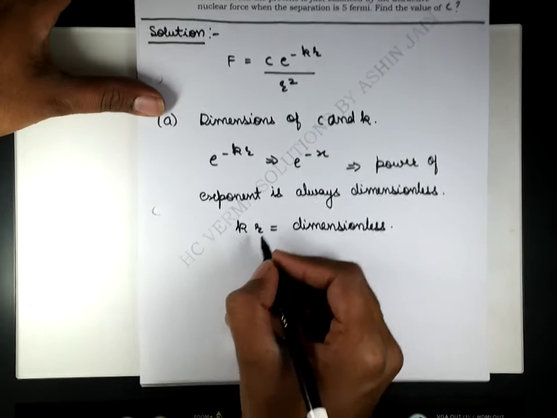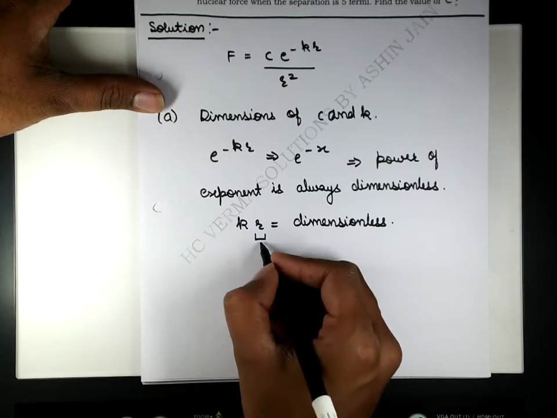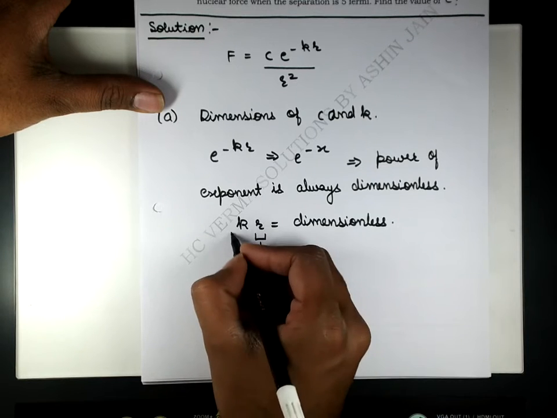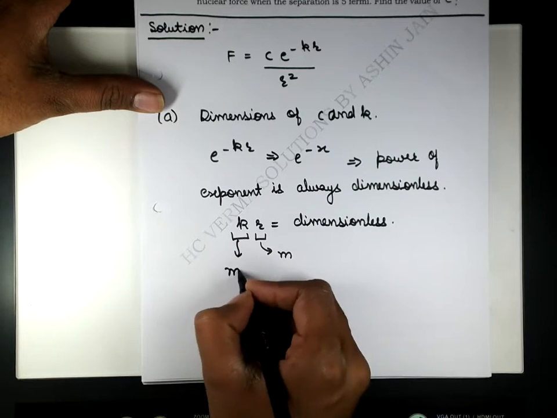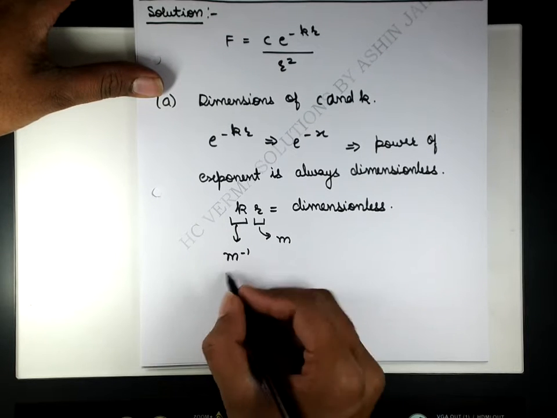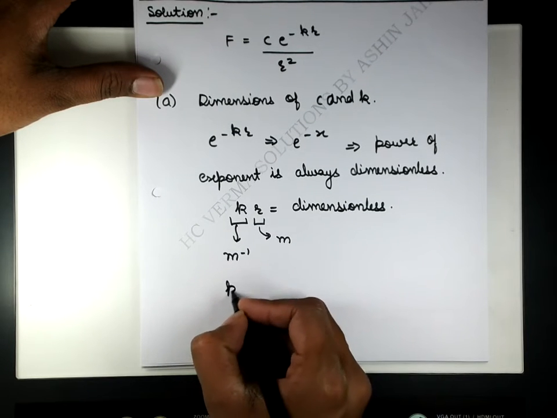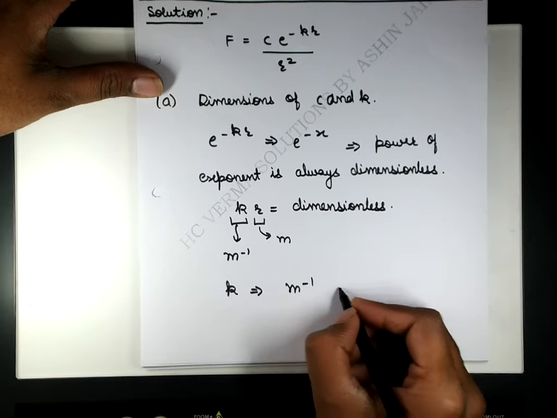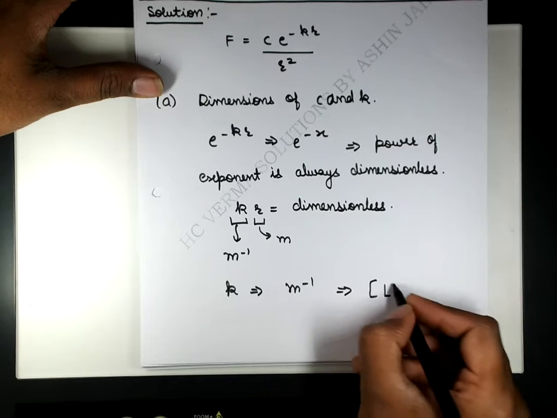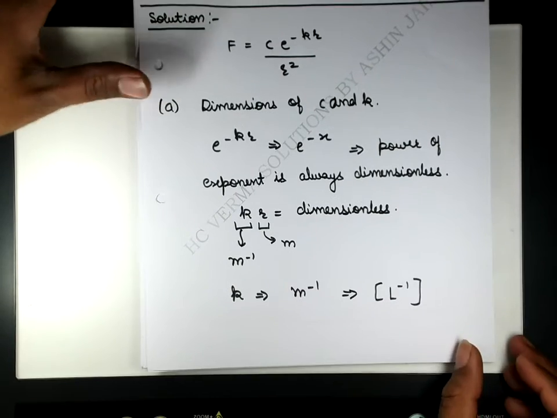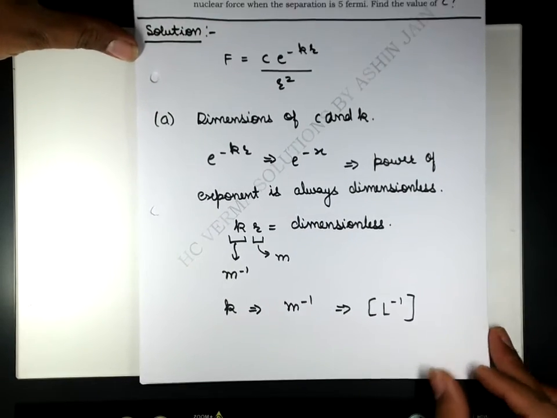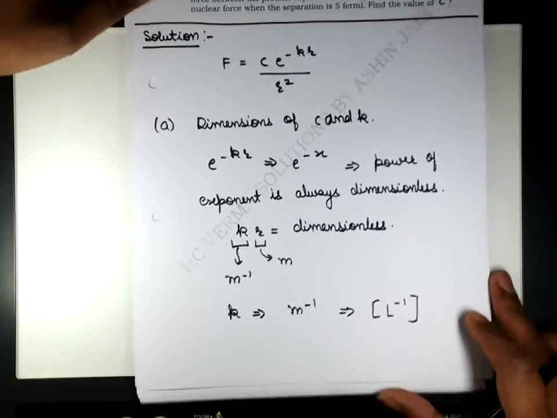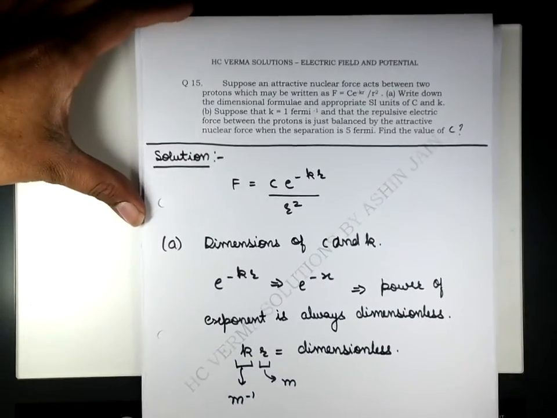If K into R is dimensionless, and R has a dimension of meter, then K has to have a dimension of meter to the power minus 1. So K has an SI unit of meter to the power minus 1 and a dimension of L to the power minus 1, as depicted in the above part. For the dimensions of C, let's consider it further.